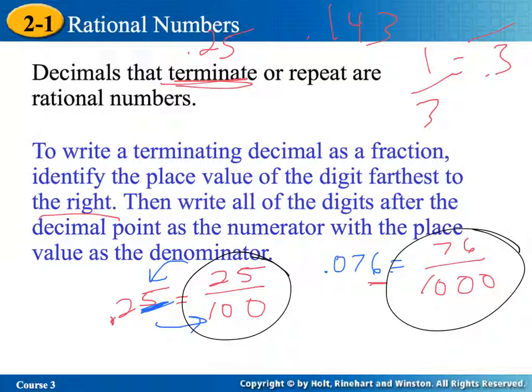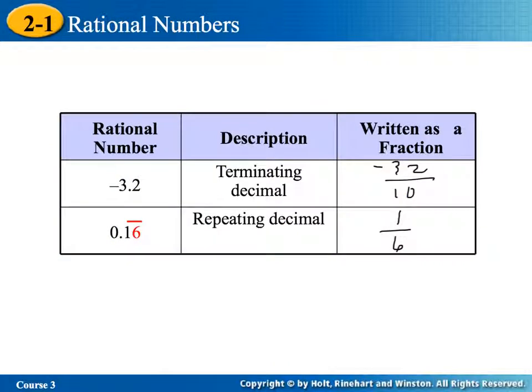Okay, so if you look at this, this is a description of a terminating decimal right here. It goes and it stops. This is that number written as a fraction. It's over 10 because that 2 is in the tenths place. Okay?